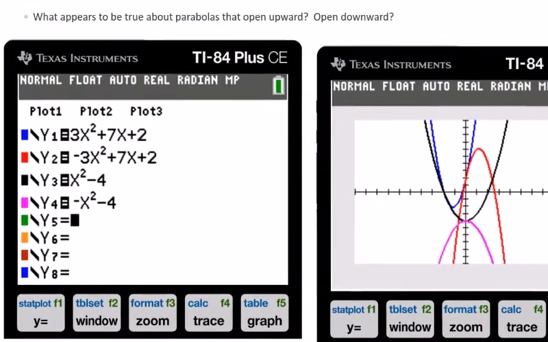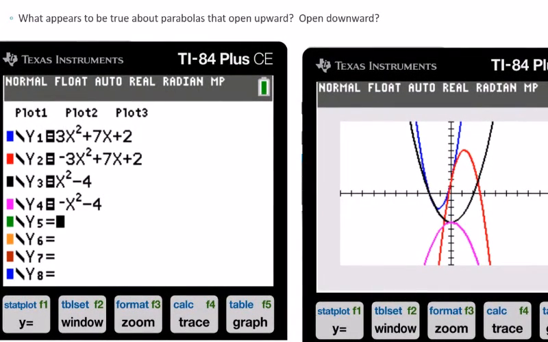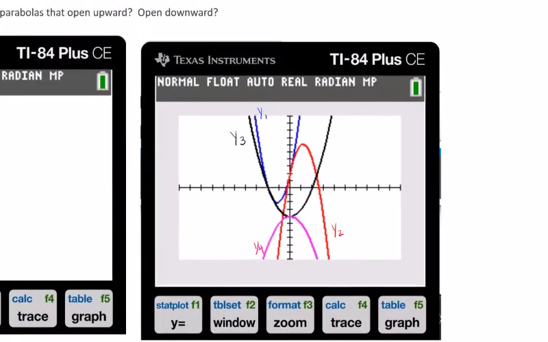All right, so let's see. The blue one, so y1 is the blue one, right? Let me just label these real quickly. So that's y1. The red one is y2. The black one is y3. And the pink one is y4. Okay, all right.